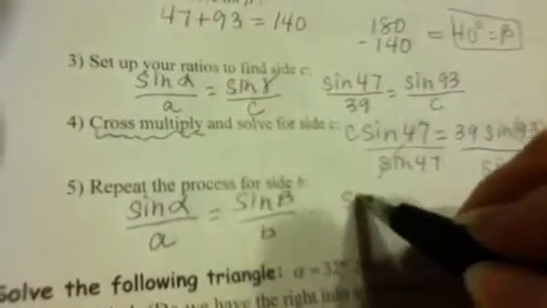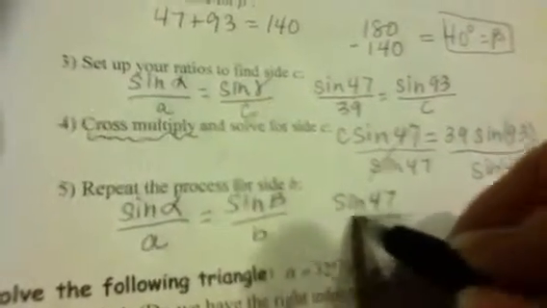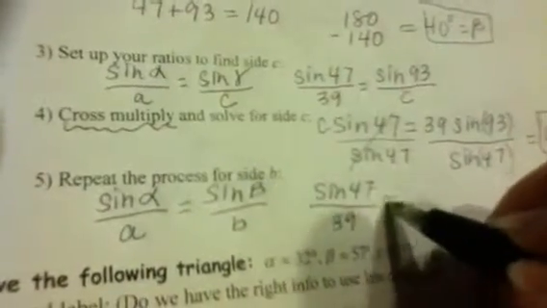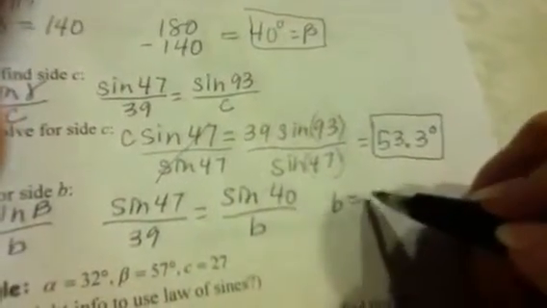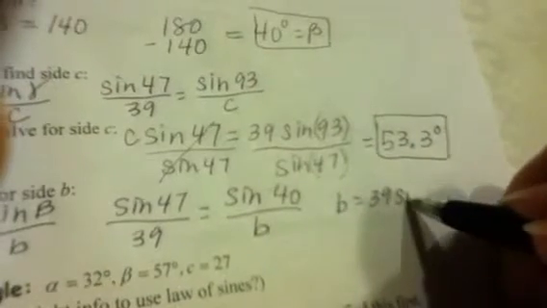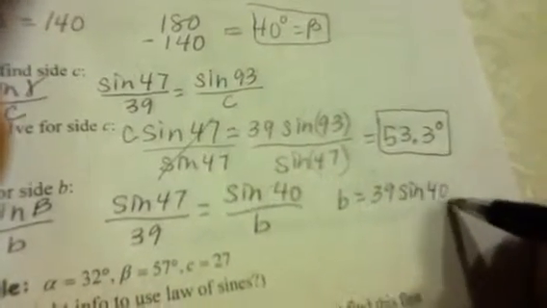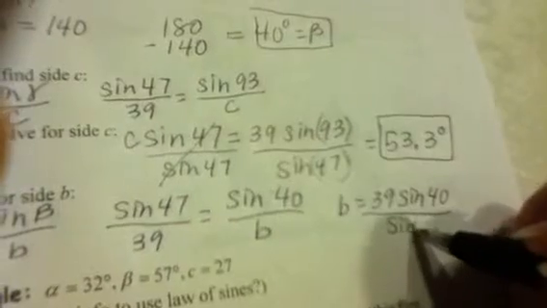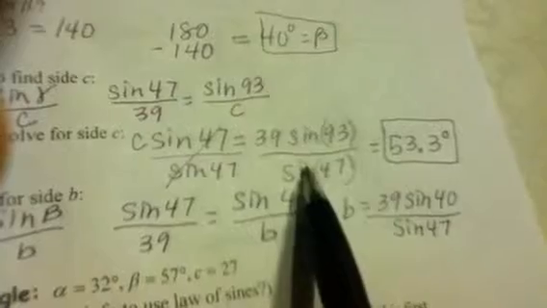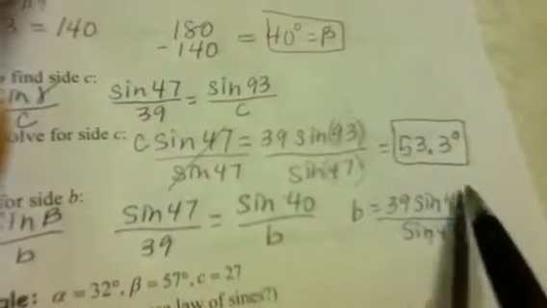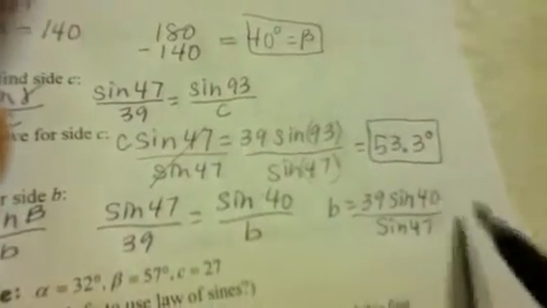So that gives us sine of 47 over 39 again equals the sine of beta, there it is, 40 over B. We cross multiply so that B is equal to 39 sine 40 divided by the sine of 47. So everything's the same as it was when we found C, except instead of gamma we have beta. Otherwise everything is the same.